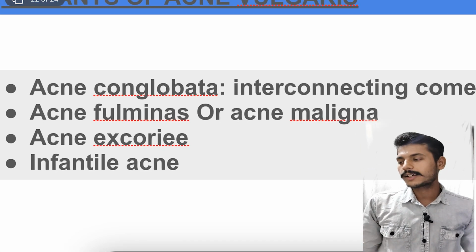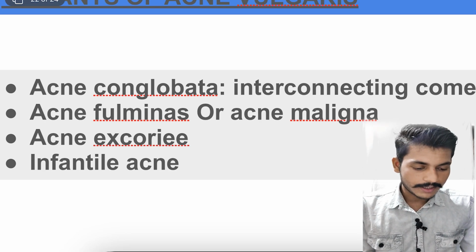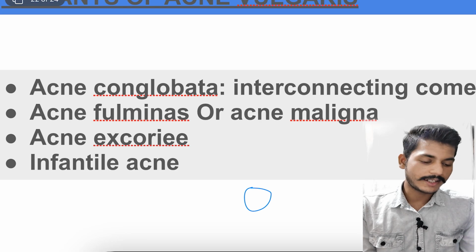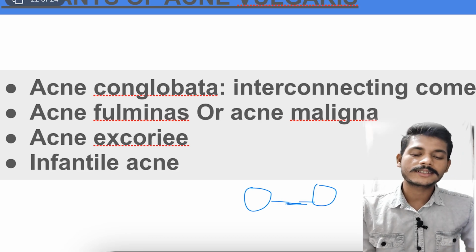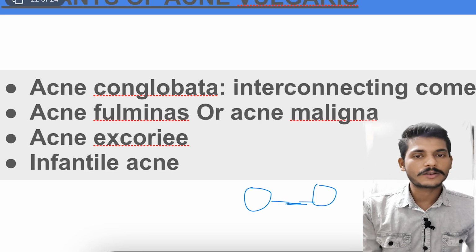Acne conglobata means when there is a presence of two acne lesions. There is one acne present on the skin, and there is a second acne, and by overgrowth they will interconnect with each other. So this condition is called acne conglobata.